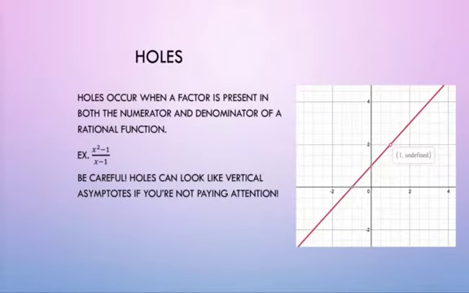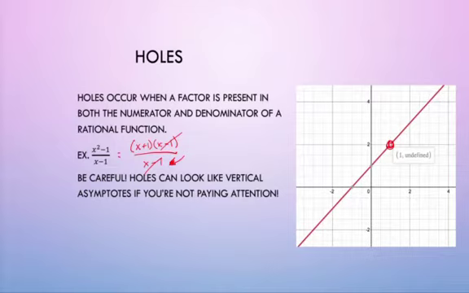Holes occur when a factor is present in both the numerator and the denominator of a rational function. For example, x squared minus 1 over x minus 1. If we factor this, x squared minus 1 factors into x plus 1 times x minus 1. And the x minus 1's cancel out, and we just have the graph of a line x plus 1. But because we didn't graph x plus 1, we graphed x squared minus 1 over x minus 1, we have a hole at x equals 1. Because we still can't divide by 0, even though we canceled it out.